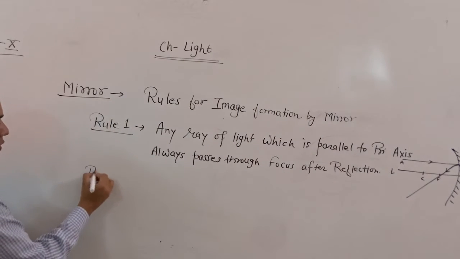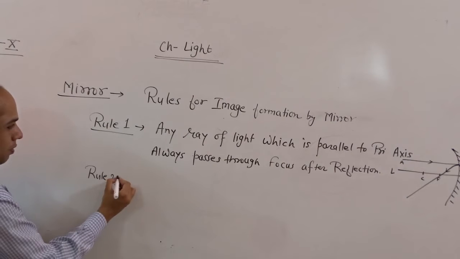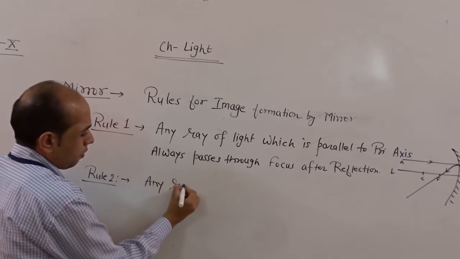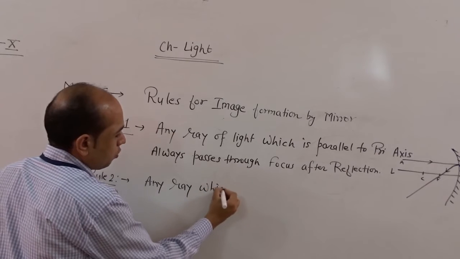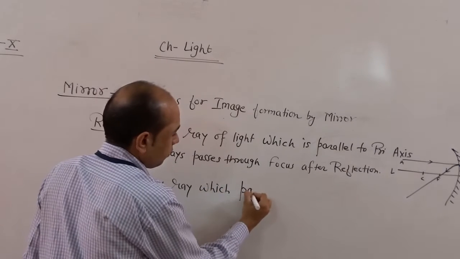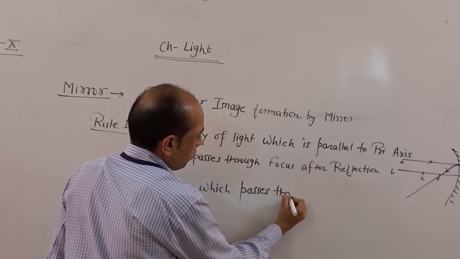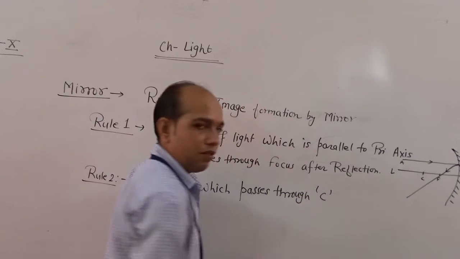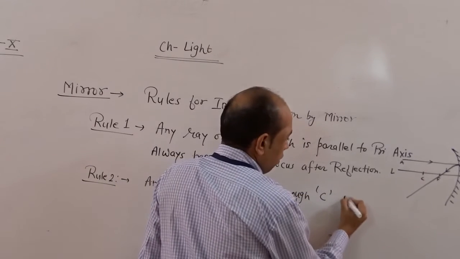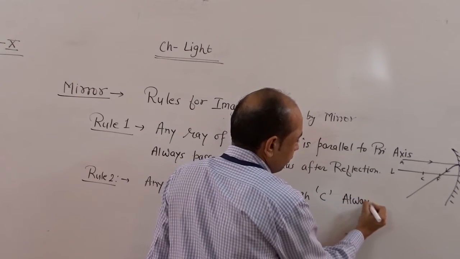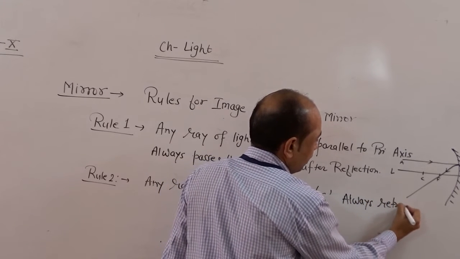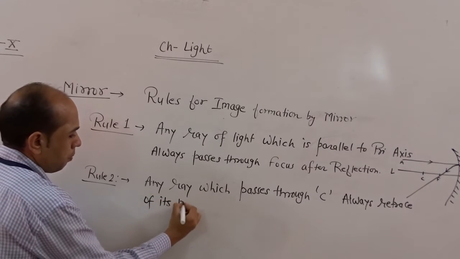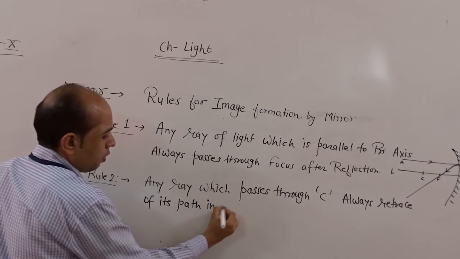Now we come to the second one. Any ray which passes through C, that is the center of curvature, always retraces its path in the original direction.